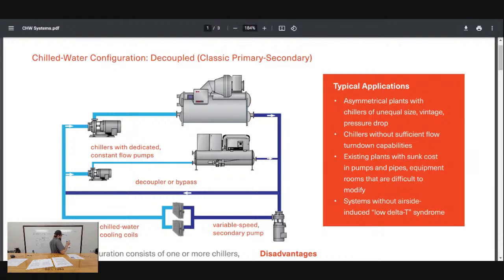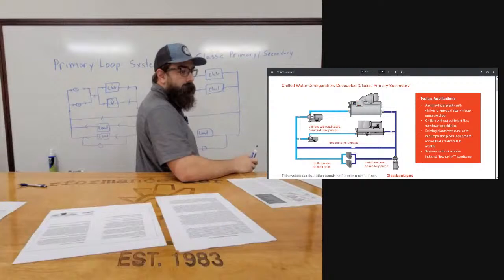No, so this is a primary secondary setup with either constant volume pumps or maintaining like a set flow point through the chillers. But in this situation, you don't have to have a bypass here because it's a dedicated pump per chiller. Yeah, don't they normally have a bypass? Some of them have a bypass in case the pump goes down.